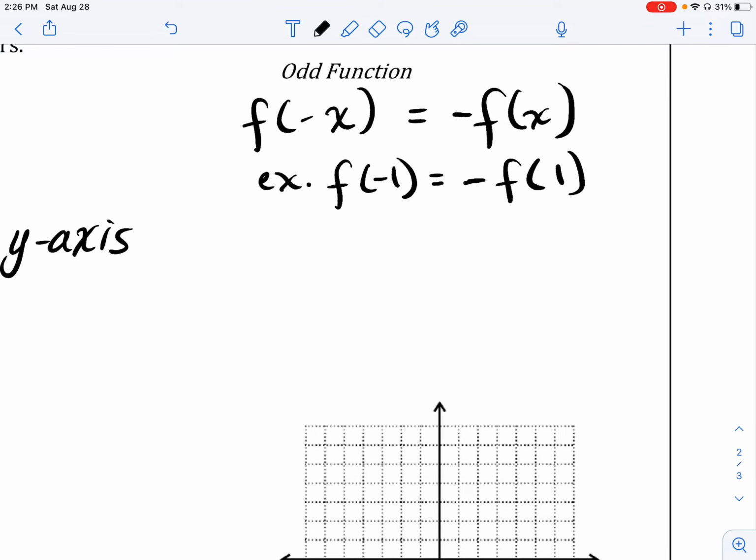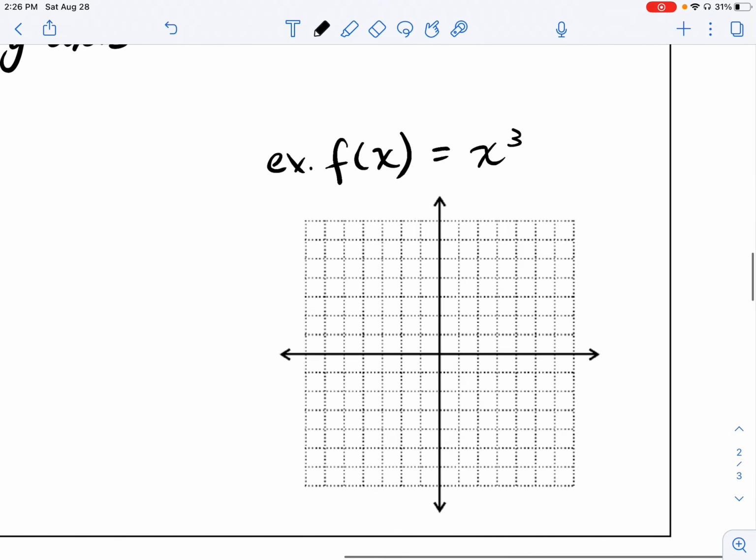Again, pause the video right now and try to think of a function that you know might be odd based on this relationship. An example of an odd function would be something like x cubed, right? So what would that graph look like? Something like this here, we know it's going to cross through the origin, and we're going to point up here, point down there, and this is just a rough sketch of a cubic function here.